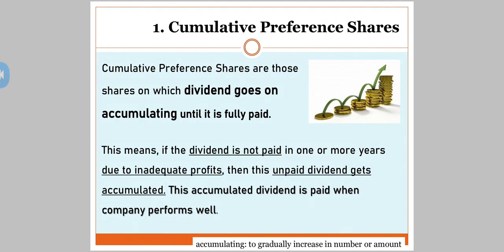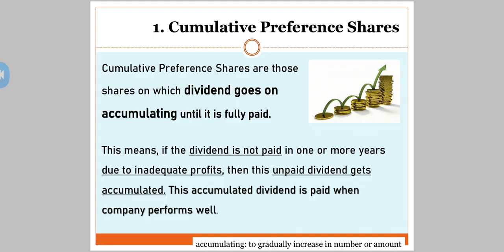The very first one is cumulative preference shares. See, the word cumulative means increasing. This comes under right to dividend. Cumulative preference shares are those shares on which dividend goes on accumulating until it's fully paid. Accumulating means to gradually increase in number or amount. So can I say cumulative preference shares are those shares on which dividend goes on increasing until it's fully paid.